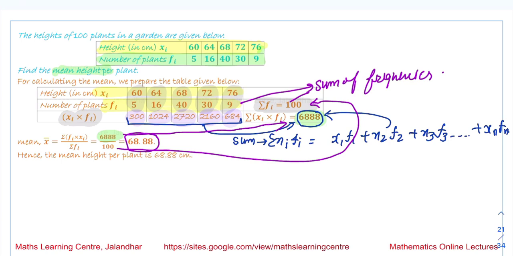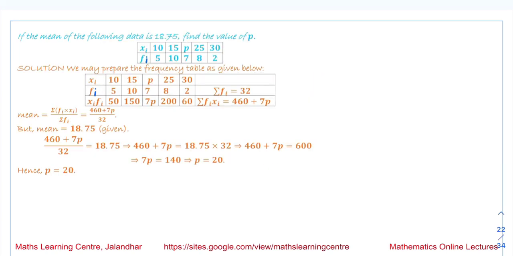Next is, if the mean of the following data is 18.75, we have to find the value of p. This is the value p over here. So xi and fi, these are given to us. So first thing we have to calculate, it is the sum of fi. So sum of fi means 5 plus 10 plus 8 plus 2 we are talking about, and the value we are saying sigma fi, it is 32.